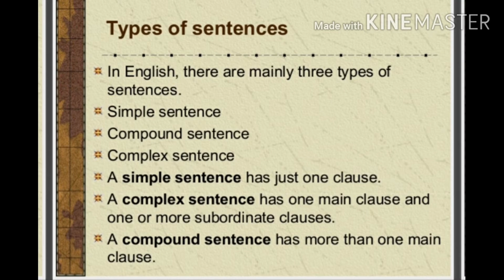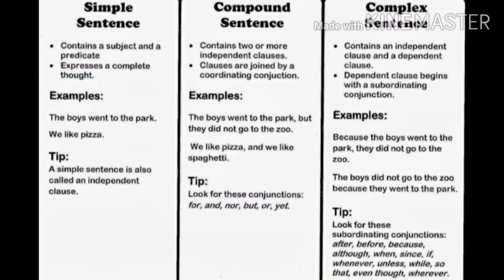Types of sentence. In English there are mainly three types of sentences: simple sentence, compound sentence, complex sentence. A simple sentence has just one clause. Complex sentence has one main clause and one or more subordinate clauses. Compound sentence. A compound sentence has more than one main clause. With the help of this table, we can identify the difference between simple sentence, compound sentence and complex sentence.